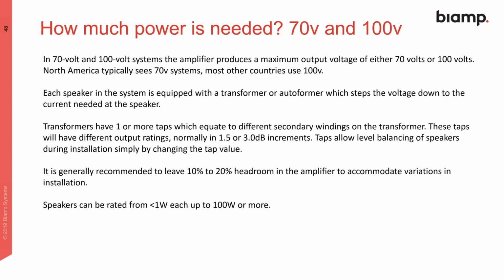This is one reason that it's generally recommended to leave 10 to 20% headroom in your amplifier calculations, just in case those kinds of variations are made. It also accounts for variations in manufacturing, things like that. And those speakers for 70 volt and 100 volt can go from very low, 1 watt apiece or even less, all the way up to 100 watts and more with transformers.